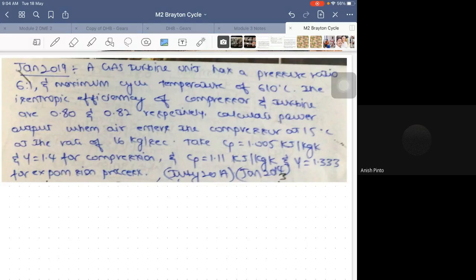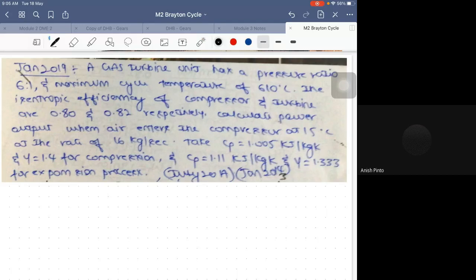Let us take this particular problem. You can see how many times it has been repeated. First it was asked in Jan 2014. Next July 2017. Next, presently it has been asked in Jan 2019. Let us look into the problem now. Okay.